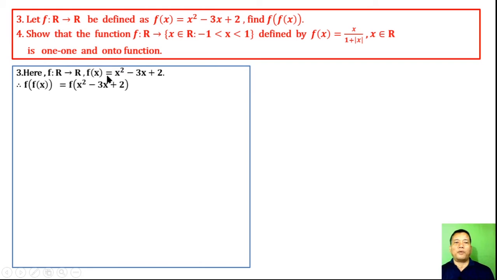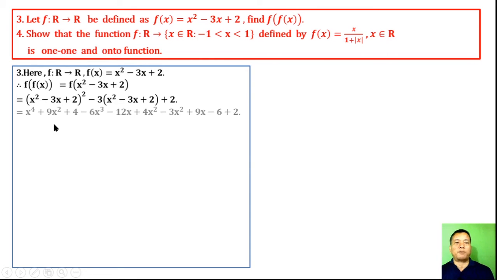Now we apply f to the quadratic expression. Replace x with the quadratic expression, so we get the x square of the quadratic expression, minus 3 times the quadratic expression, plus 2. Then expand using the a minus b plus a plus b whole square expansion. We get the terms, 1 2 3 4 5 6, and like terms are combined to get the expression, which is the value of f of x.